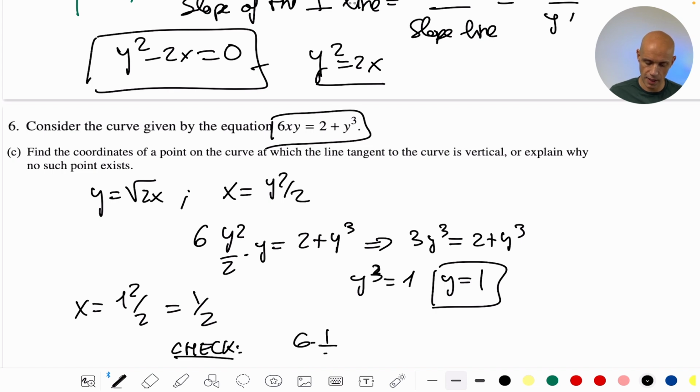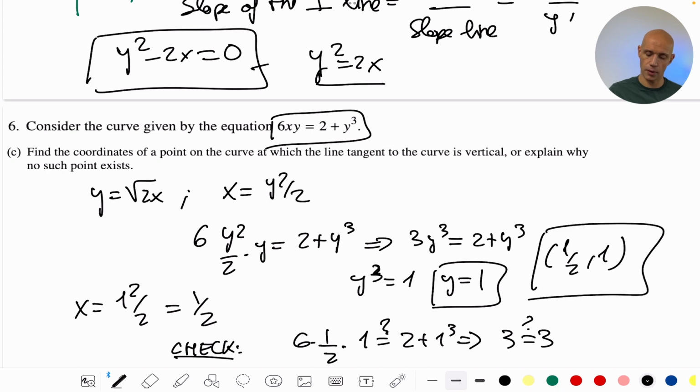And 6 times 1/2, because sometimes we have a typo, times 1 equals, the equation, 2 plus 1 cubed. So we have 3 equals 3. Yes, as far as we know, 3 equals 3. That's awesome. And yep, so the point is (1/2, 1). At that point, we have a vertical line.